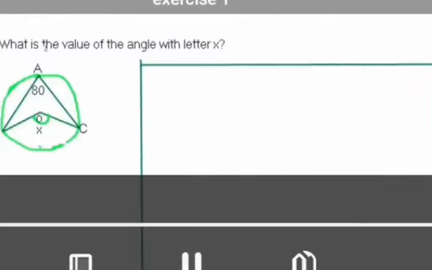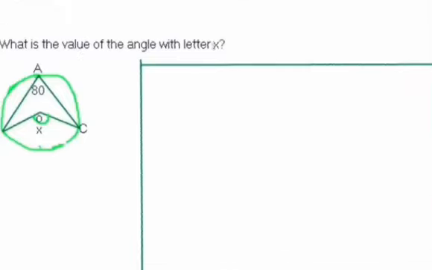So I want to look at this exercise. What is the value of the angle with letter S? Given this circle with center O, BC is the arc, and this arc is extended to the circumference at point A.